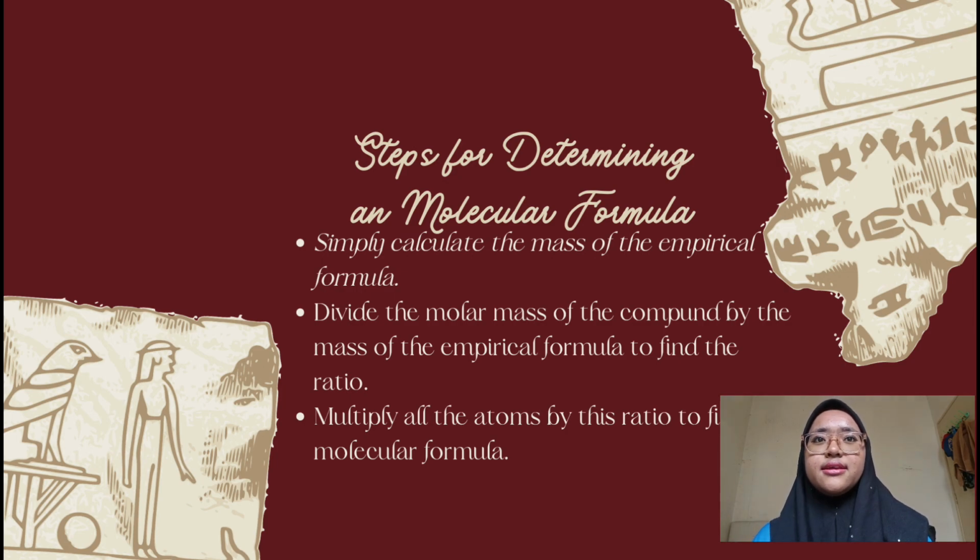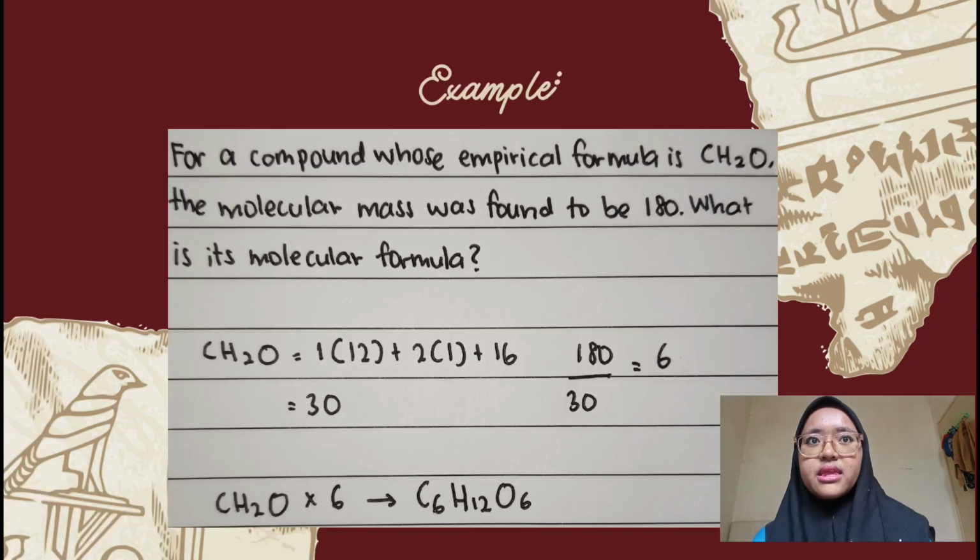Okay. Next are the steps for determining a molecular formula. First, simply calculate the mass of the empirical formula. Divide the molar mass of the compound by the mass of the empirical formula to find the ratio, and multiply all the atoms by this ratio to find the molecular formula. So, for the example, for a compound whose empirical formula is CH2O, the molecular mass was found to be 180. What is its molecular formula?